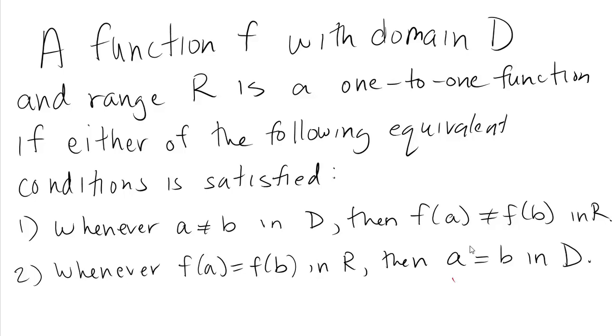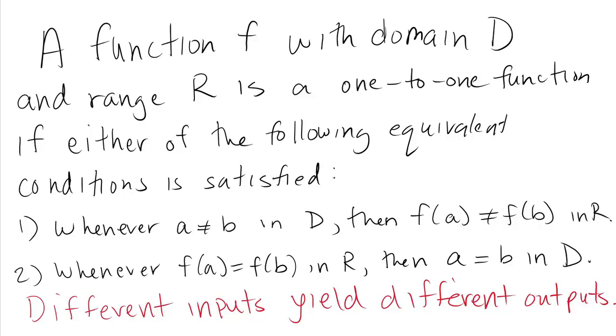Kind of a short way to say this is that in a one-to-one function, different inputs yield different outputs. In a one-to-one function, if you plug in two different numbers, you're guaranteed to get two different answers. On the other side, if you can find any pair of different inputs that yield the same output, then the function is not one-to-one. And that's often an effective way to show that a function is not one-to-one. Here's an example of that.